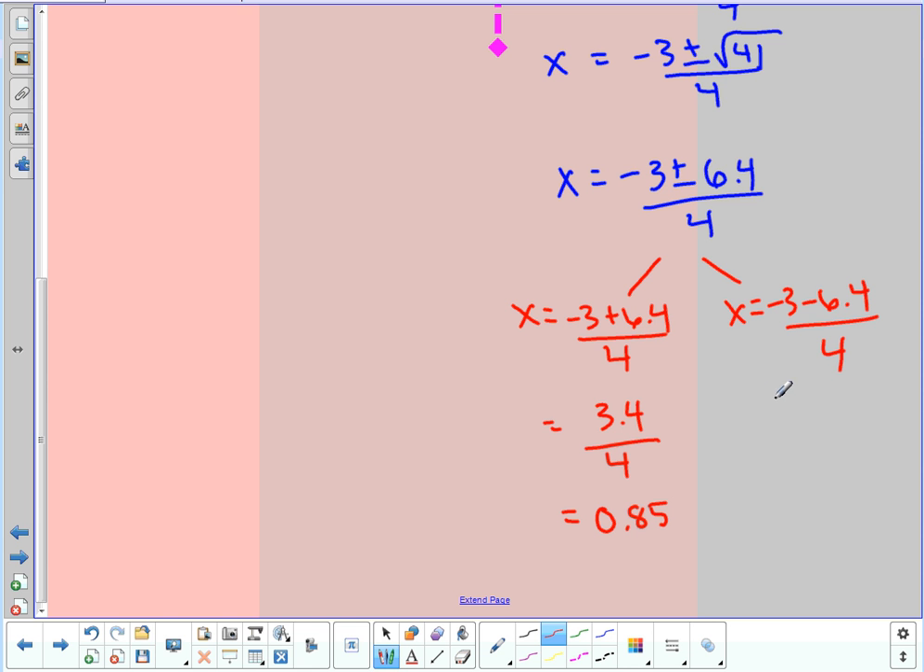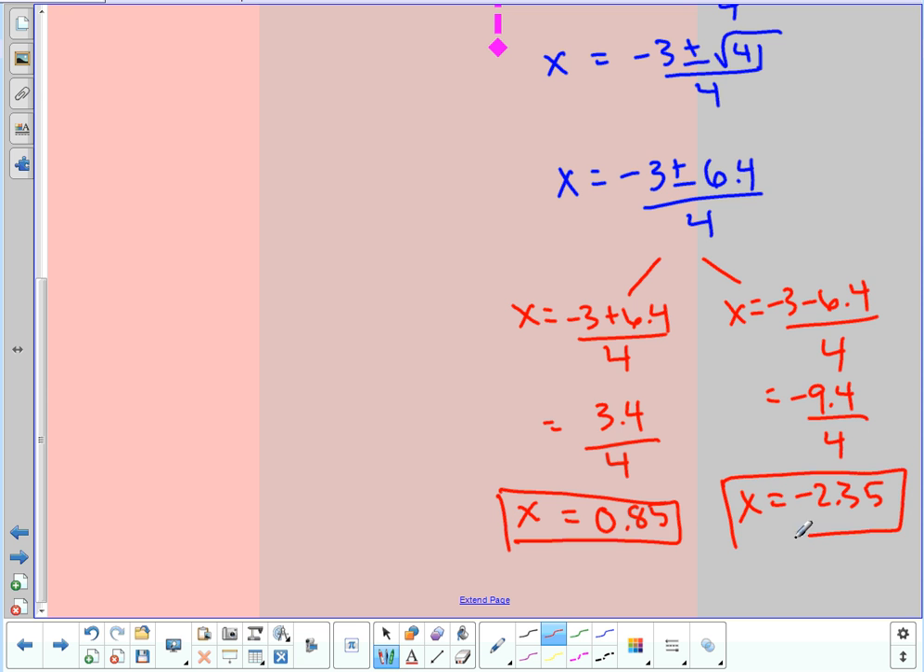And the other one, negative 3 minus 6.4 is negative 9.4, or negative 9.4 divided by 4. And when I divide those, I get negative 2.35. So those are my solutions there. It's 0.85 and negative 2.35.